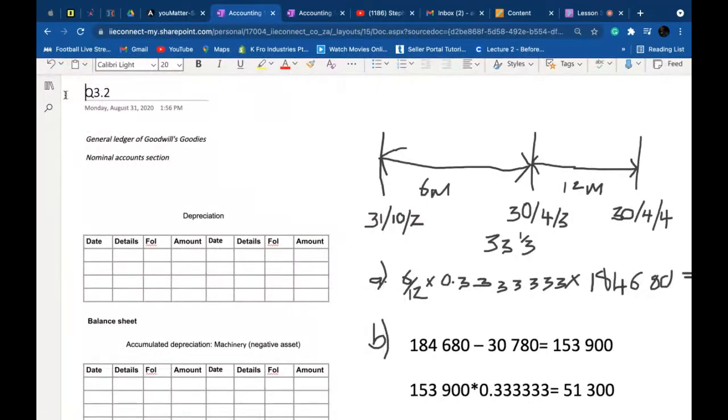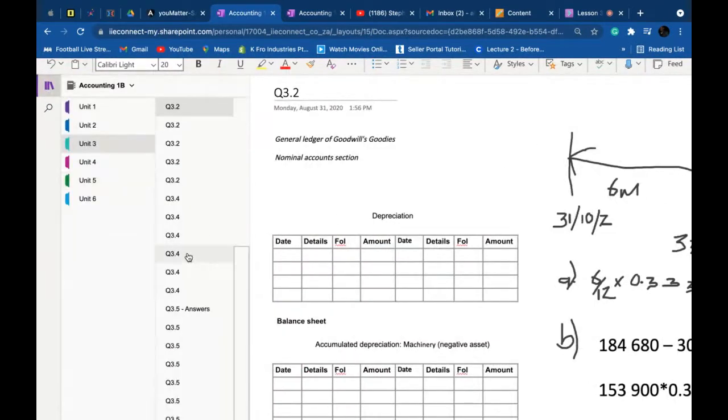Right. For question 3.4, let's see what's going on there. What are they asking us? What do they want?